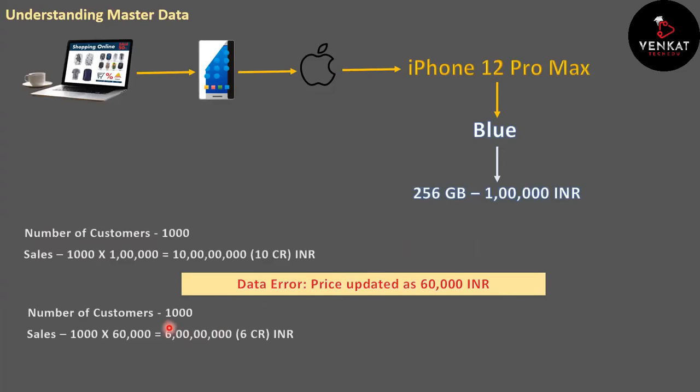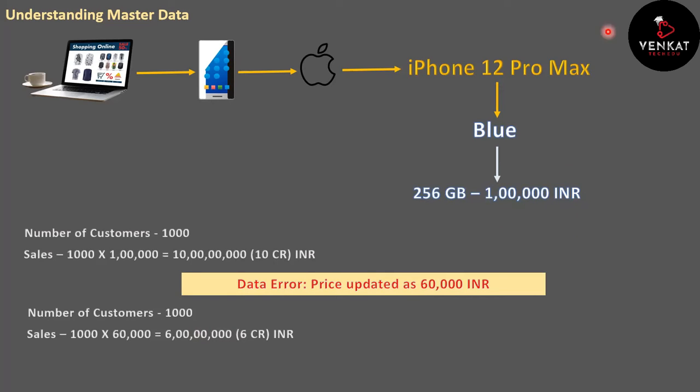So from these 1,000 customers, Amazon can't claim, okay, by mistake we have updated this price as 60,000, please refund, please pay back the 40,000, something like that. Customers won't accept because it's not the customer's fault, it's Amazon's fault or the seller's fault. So this loss is because of the pricing data error.